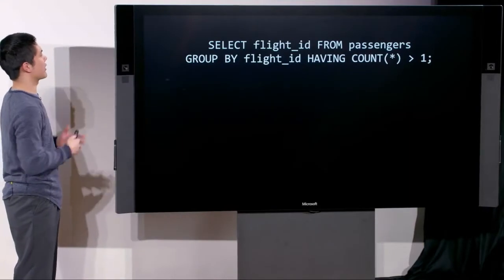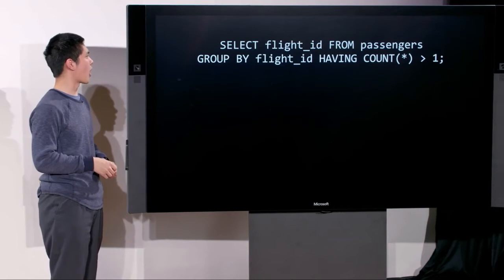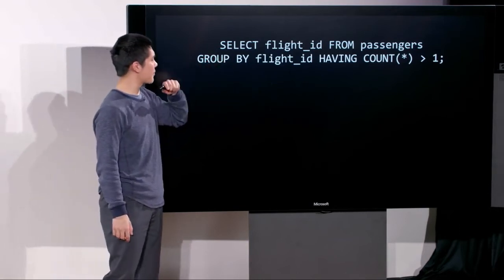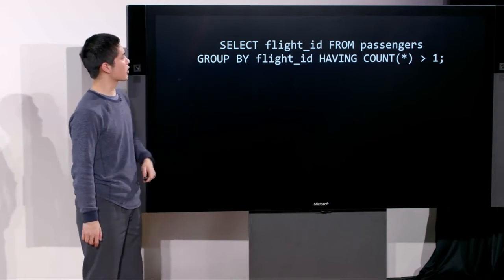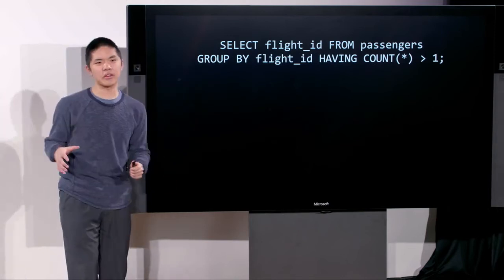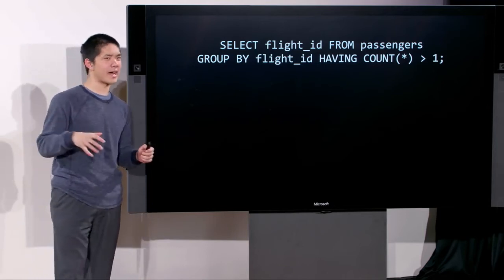So if we look at a query like this, this is relatively on the more sophisticated side of queries that we've seen so far. Select flight ID from passengers, group by flight ID, having count star greater than 1. Any guesses as to what that query is going to do? It's all syntax we've seen before, but take a moment to look at it, think about it.